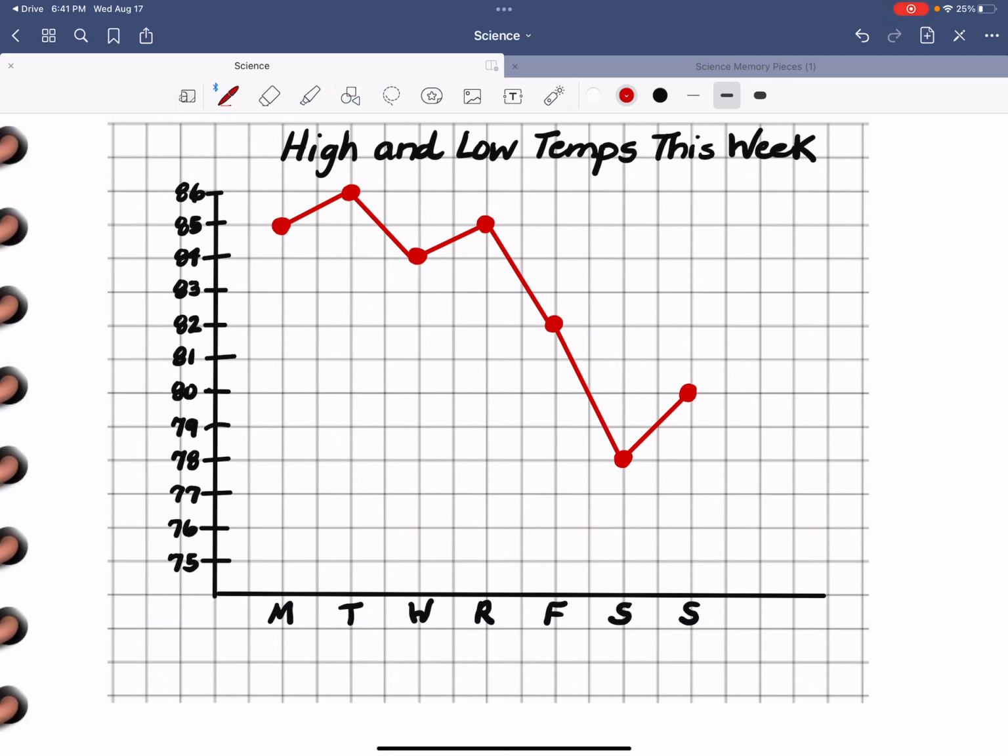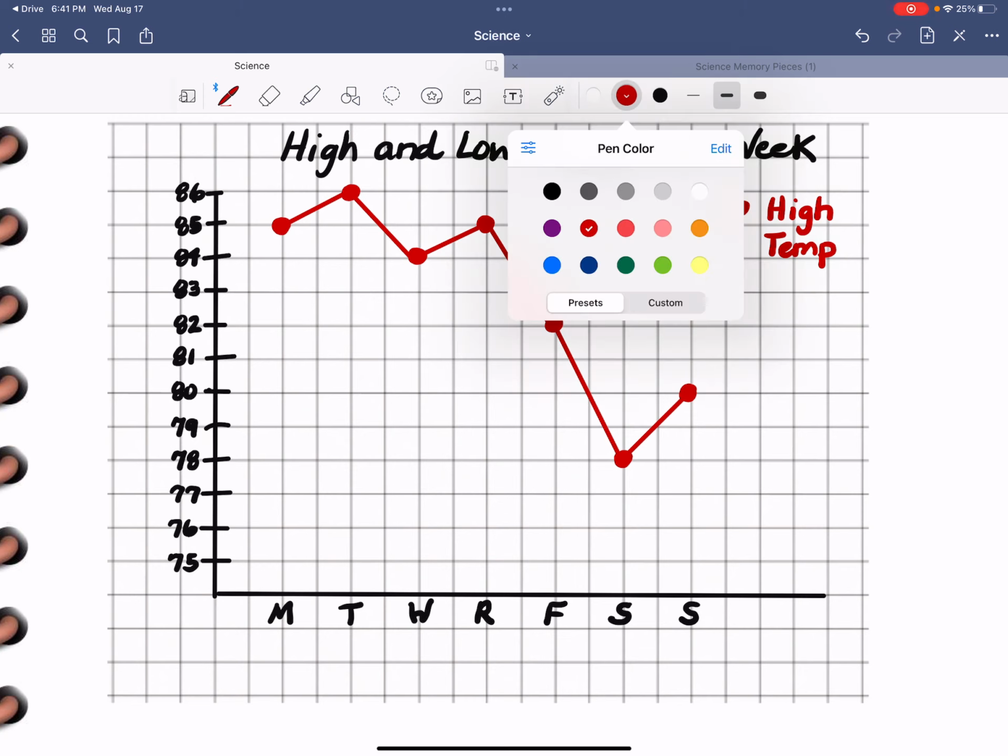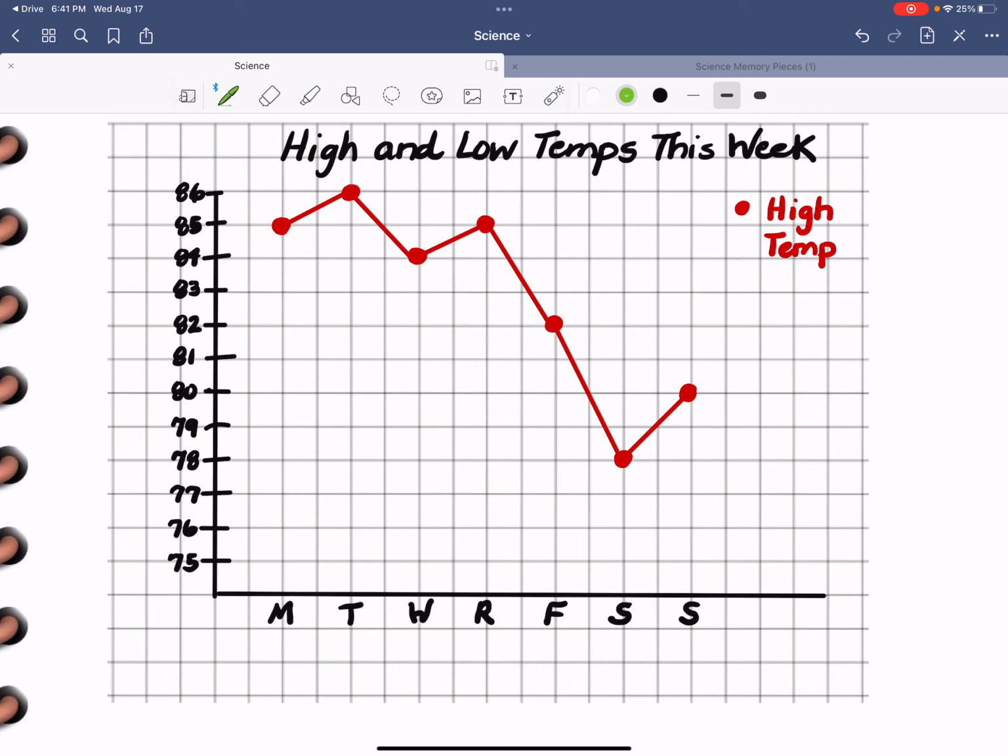Now, we need to make a key. So I'm going to draw a line here, and I'm going to call this high temperature. And then I'm going to switch colors, and we're going to plot the low temperatures on the same graph. So I'll use a green pen to do my low temps.